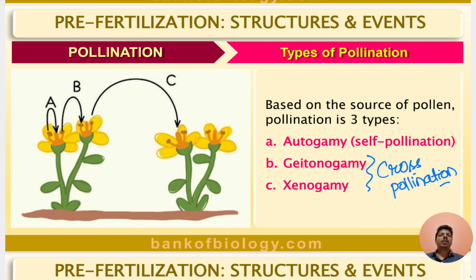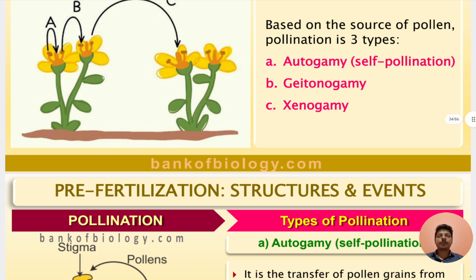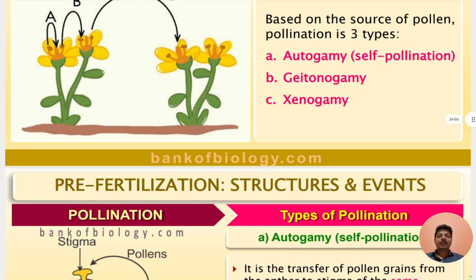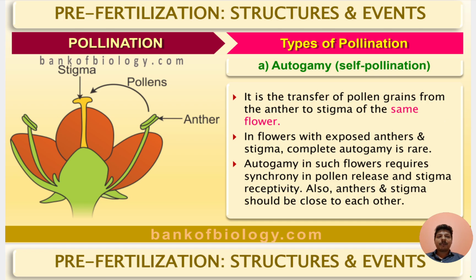Both are cross-pollination. Let's see. You are familiar with self and cross-pollination from class 10th. Types: autogamy, or self-pollination. It is the transfer of pollen grain from anther to stigma of the same flower.